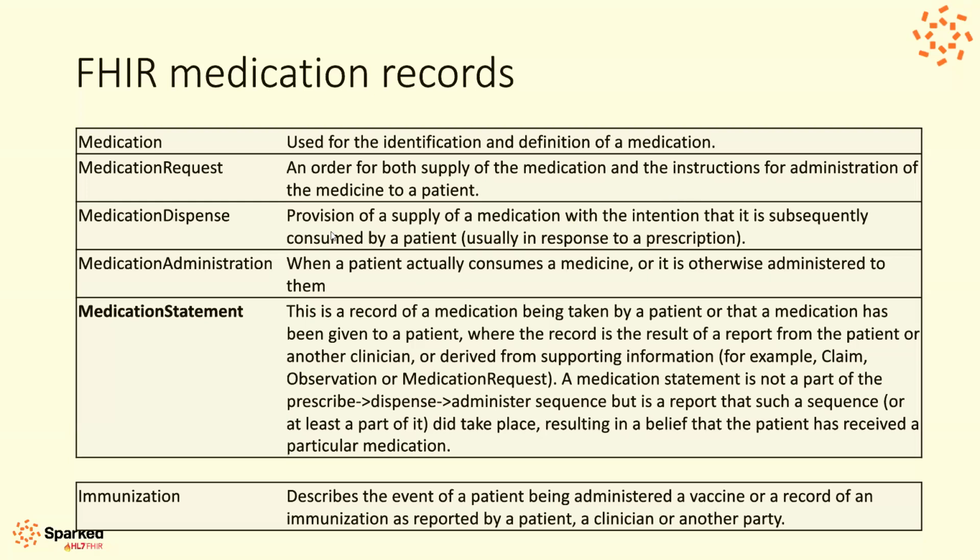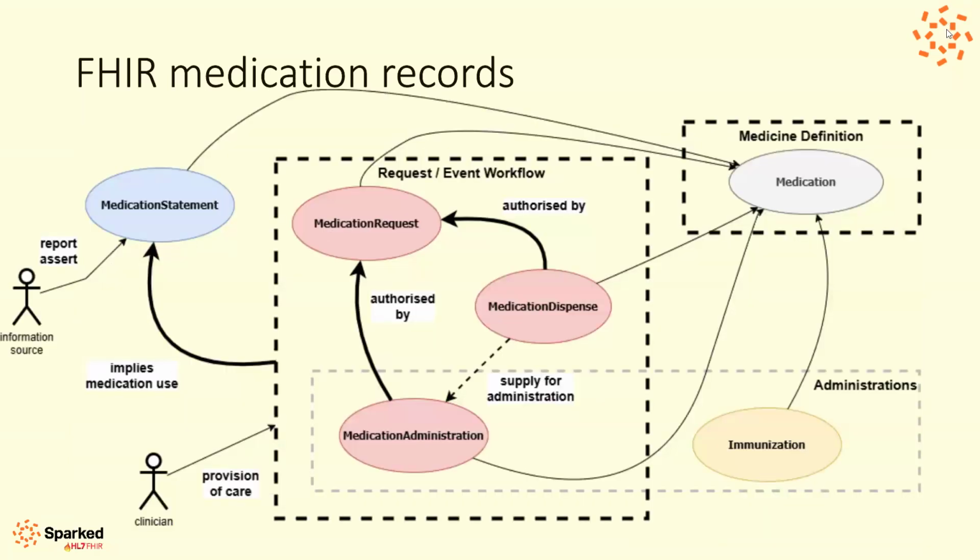Cool. So just to put that in context, I've got a diagram that tries to show some of the aspects of this. So probably start in the middle. There's this request event workflow thing happening in the middle, where often you'll have medication requests that authorize dispensing and administration of medications. So there's some kind of relationship there where you expect those prescriptions or orders will be executed in some way. But there's a record of the prescription itself.